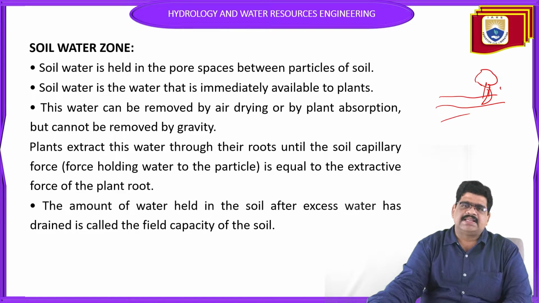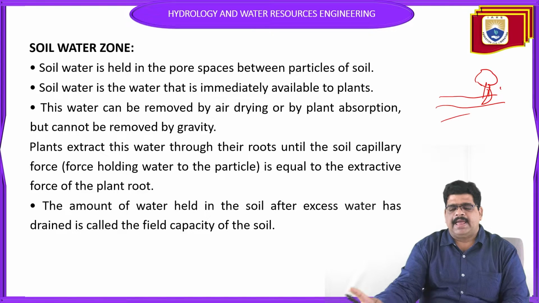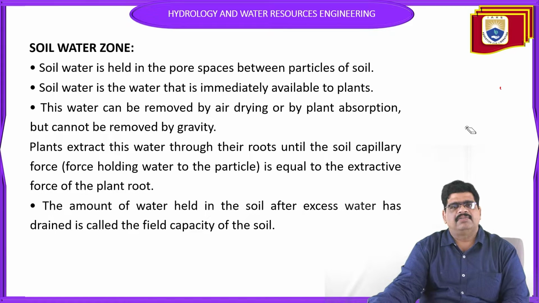Next, plants extract water through their roots until the soil capillary force is equal to the extractive force of the plant roots. Next is the point at which the water is held in the soil water. The excess water drains away, and what remains is called the field capacity of the soil.